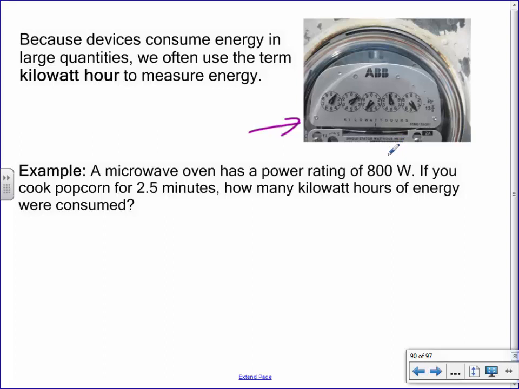Rather than measuring it in joules, it measures it in something called a kilowatt hour, which more or less works the exact same way. Only rather than measuring it in watts times seconds, you measure something in kilowatts times hours. And depending on how many kilowatt hours you use, you then have to pay the price. So I believe it's like 5 or 6 cents a kilowatt hour. I don't remember what the exact price is, but it's going up over time. That's how they know how much to charge you.